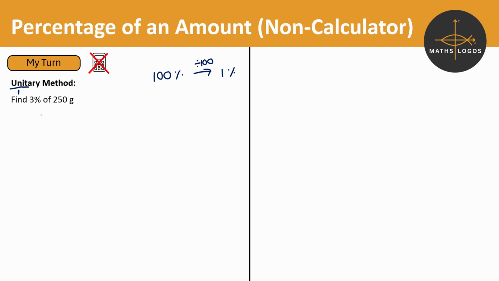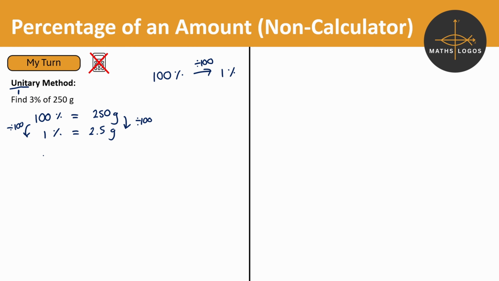So it says find 3% of 250 grams. Well, we'll say 100% is equal to 250 grams. And to get 1% of something, we always divide by 100, and you can see why that's the case there on the left. I'll do my 250 grams divided by 100. 250 divided by 100 is 2.5 grams.